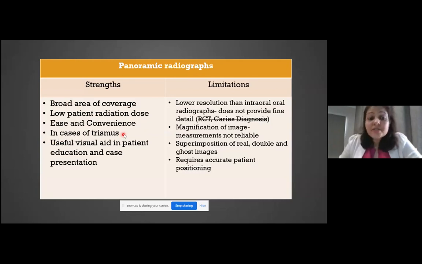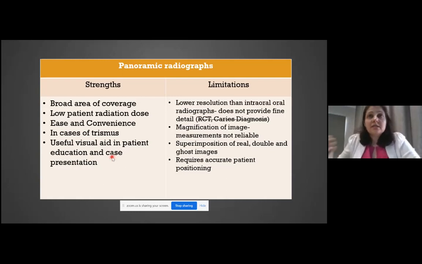In cases of trismus, where the patient is not able to open the mouth because of a third molar impaction or a fracture, the panoramic radiograph is ideal because the patient just needs to bite or stand and position themselves in the area, and you can take the panoramic radiograph. It is a very impressive radiograph when you're trying to do patient education.